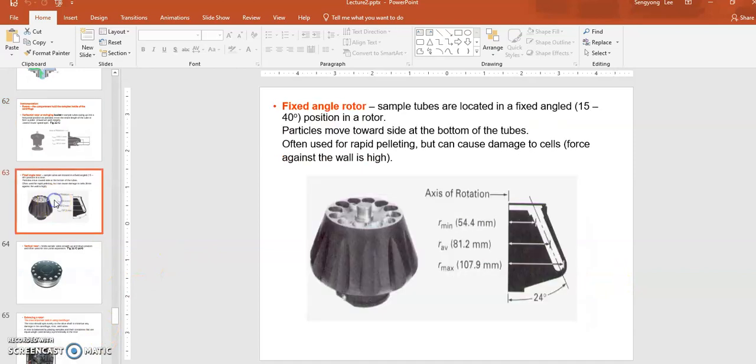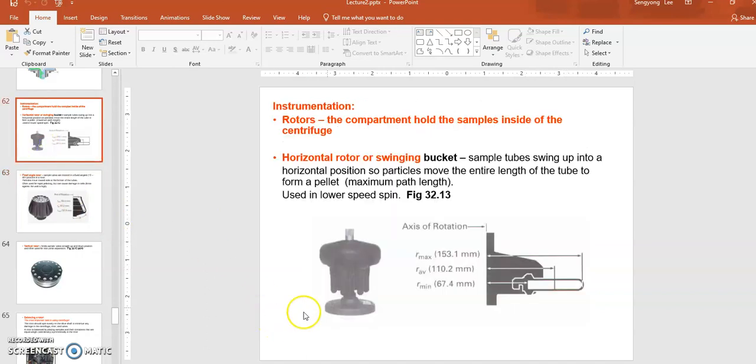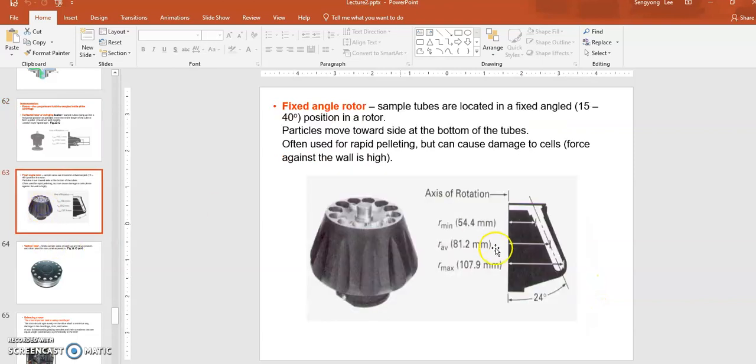Another design is called fixed angle. There's no change in your sample position. It'll just be placed right there at the fixed angle, so your pellet will end up there. Compared to this, where will your pellet end up? Right at the very bottom, right? But here, the heavy pellet will be right there, because that's the place where the maximum centrifugal force is applied, since centrifugal force is relevant to the size of your radius. That's the largest radius, so that's where the largest centrifugal force is applied and where the pellet will end up.